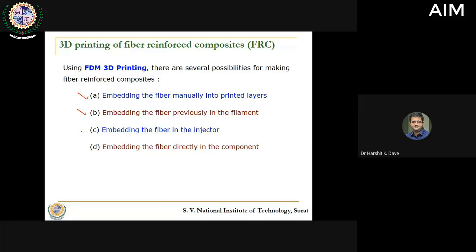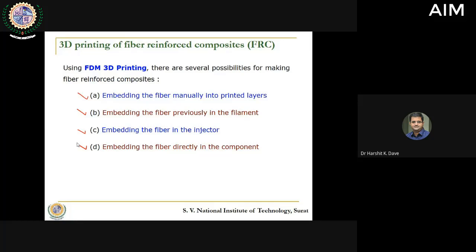The third way is embedding the fiber in the injector. So there would be a separate spool of fiber and a separate spool of the polymer, but when they pass through the nozzle, they pass together. So that is the strategy in this case. And finally, the process has the scope of embedding the fiber directly into the component. So it means that the fiber does not come into contact with the polymer in the nozzle. It comes out through a separate nozzle.